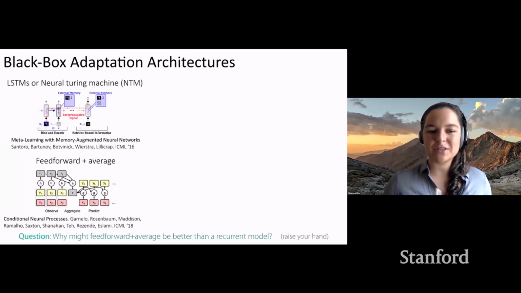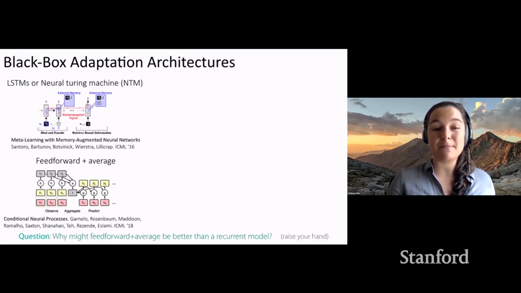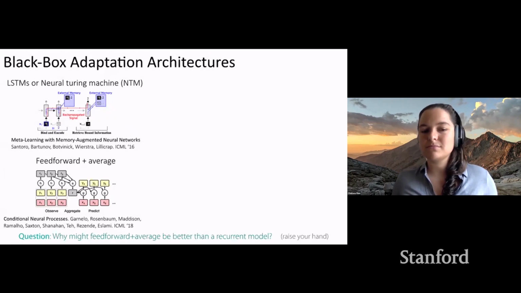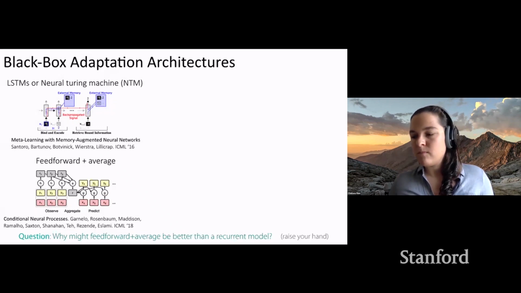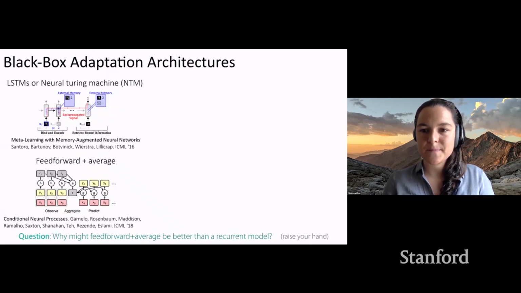I'm curious if anyone has thoughts on why a feed forward and averaging architecture might be better than a recurrent neural network. I think that the memory of an LSTM or a recurrent model is most useful when you have a bunch of temporally displaced data, and here you're not necessarily capturing any sort of notion of temporality, since it's just a bunch of discrete data points.